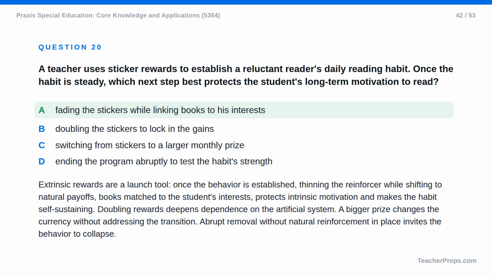Extrinsic rewards are a launch tool. Once the behavior is established, thinning the reinforcer while shifting to natural payoffs, books matched to the student's interests, protects intrinsic motivation and makes the habit self-sustaining. Doubling rewards deepens dependence on the artificial system. A bigger prize changes the currency without addressing the transition. Abrupt removal without natural reinforcement in place invites the behavior to collapse.